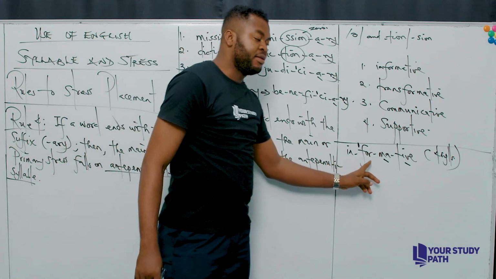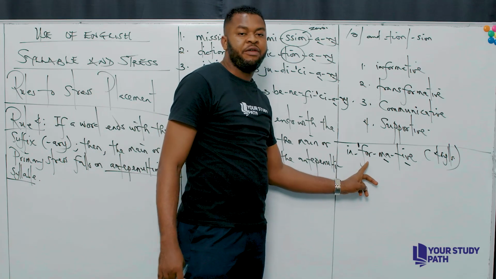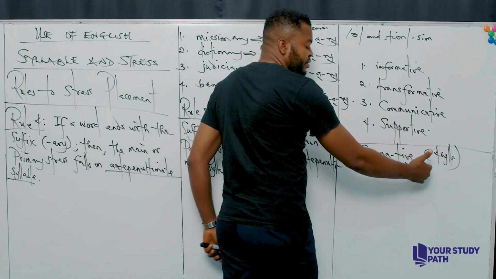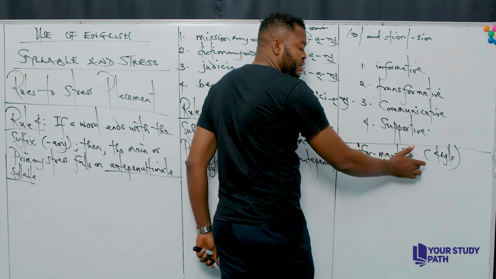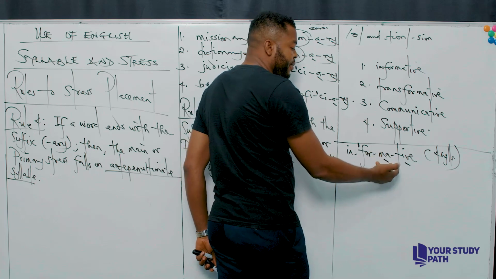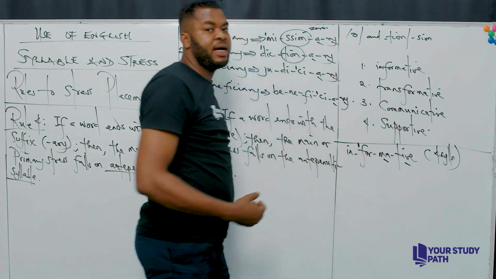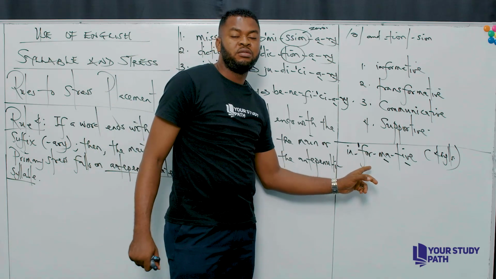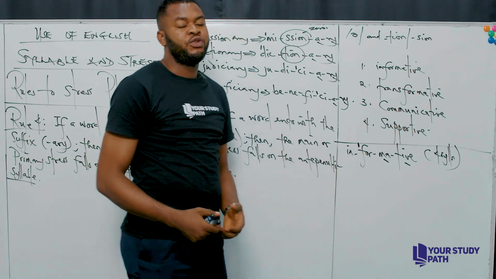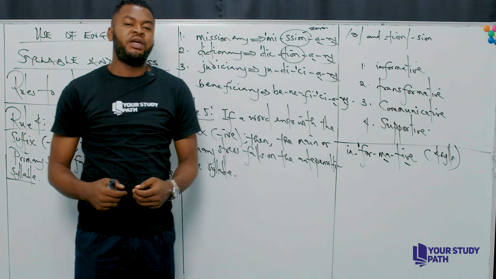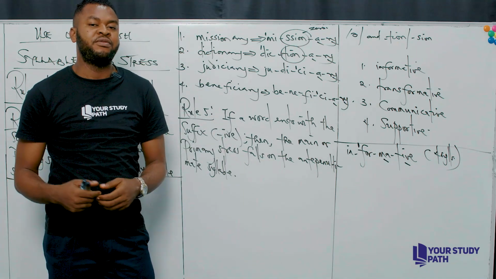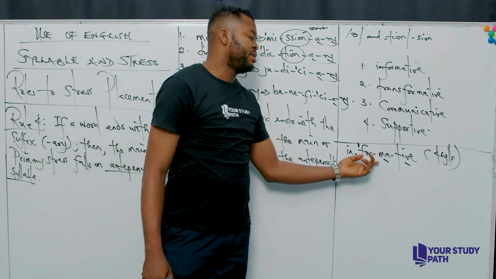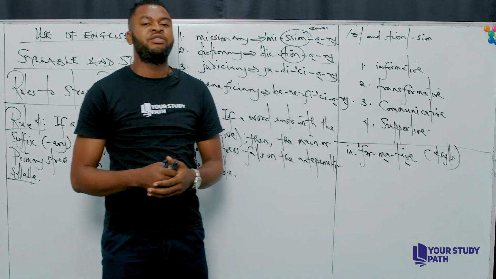So, the main or primary stress falls on F-O-R. The reason is we started counting from the end. This is the end, that's the ultimate. This is second to the end, that's penultimate. And this is third to the end, that's the antepenultimate syllable. So you place the stress mark on F-O-R to indicate the stress. So if you're to pronounce it, you say informative, informative, to show that this particular syllable bears the main stress.